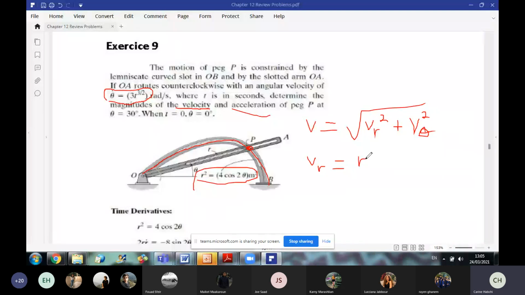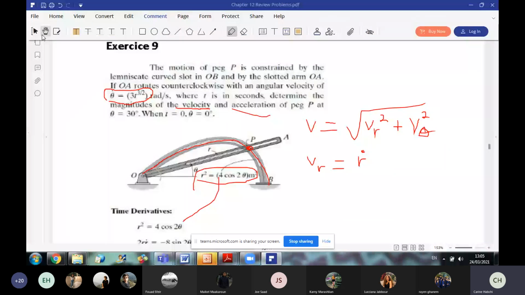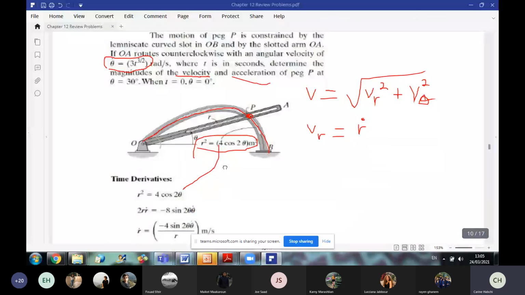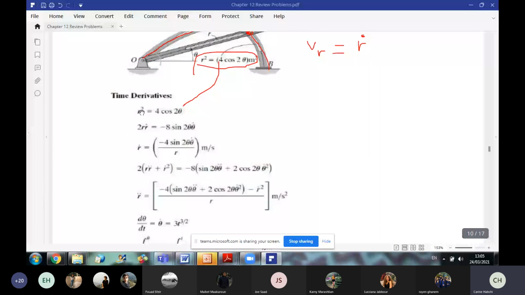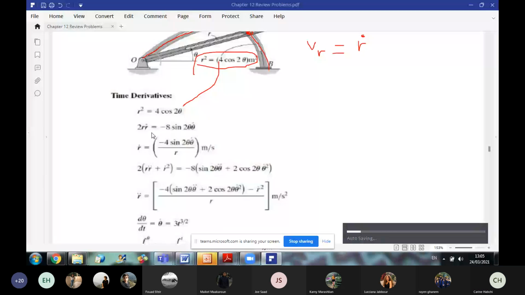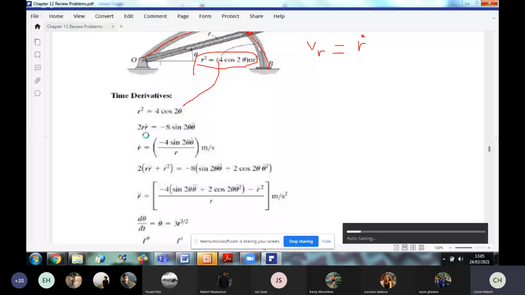and R dot represents the derivative of R with respect to time. And as you can see here, they gave us R as a function of theta. So we will derive this relation with respect to time, okay, using the chain rule. So first, the derivative of R squared will give you 2R R dot, okay? Because from chain rule, I first derive with respect to R, and then I multiply by dr over dt, which is R dot. In this way, I will obtain the derivative with respect to time of the first term.